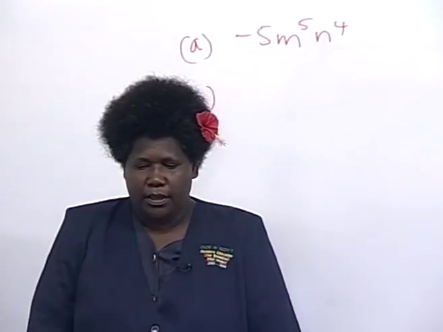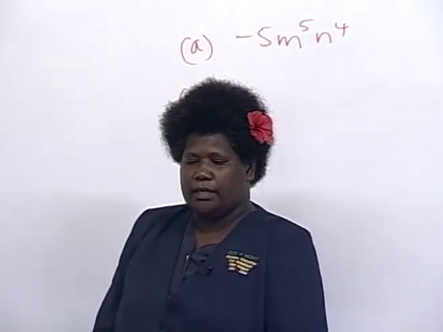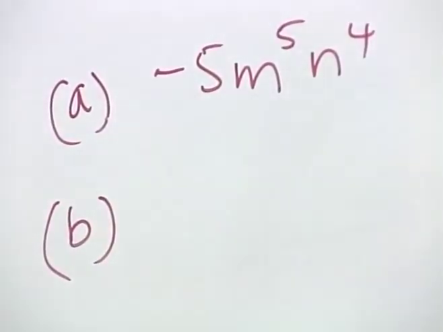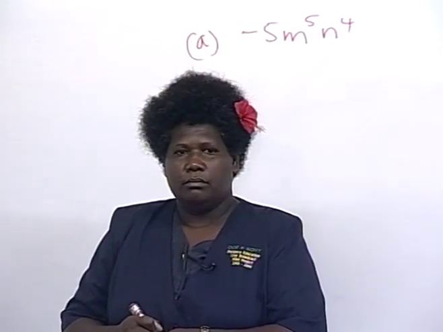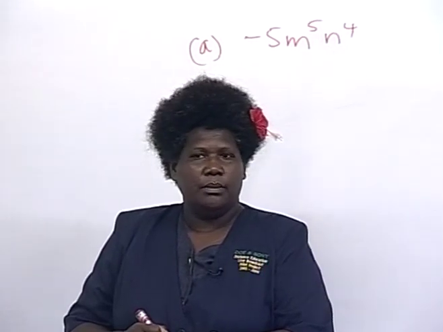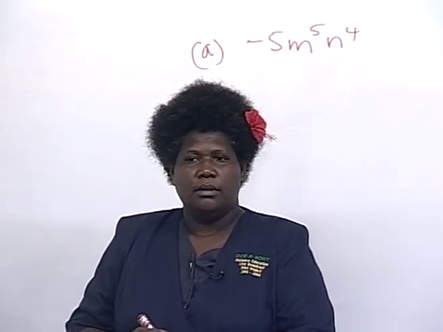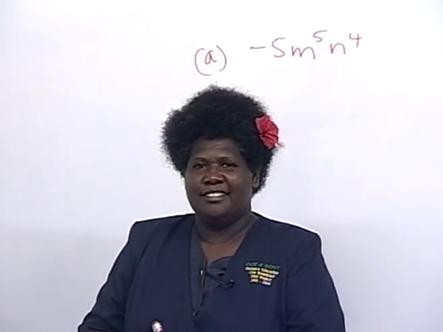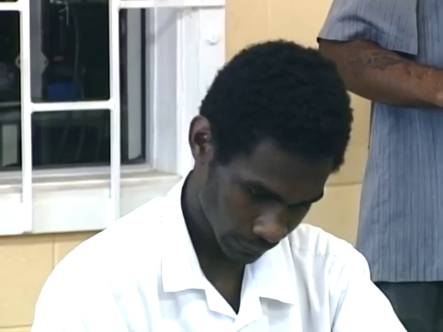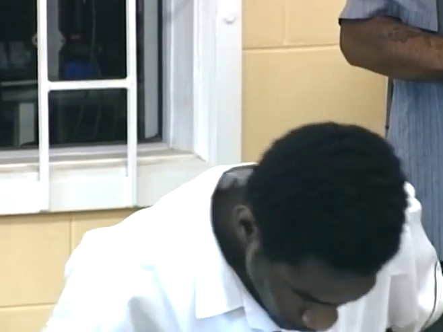Any answers for B? 3 times x plus 4 minus 2x plus 5 in brackets. George? Master Mike, where's the mic? The other one. x plus 7. x plus 7 is correct.